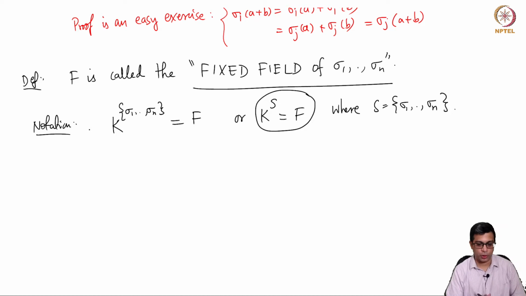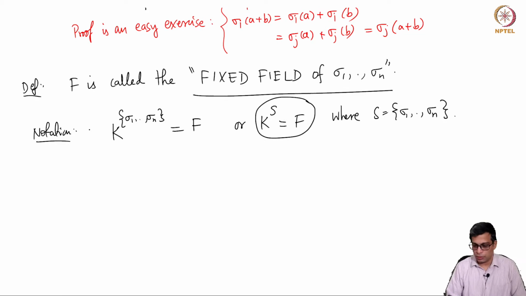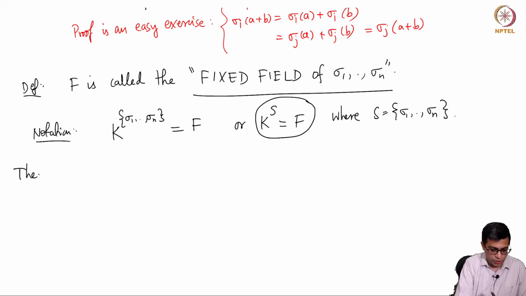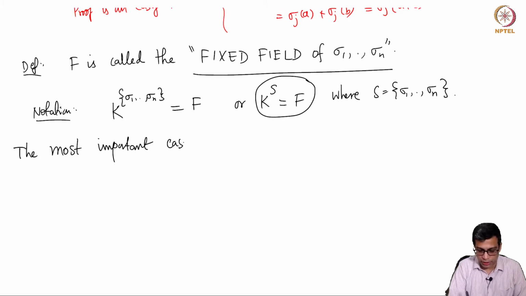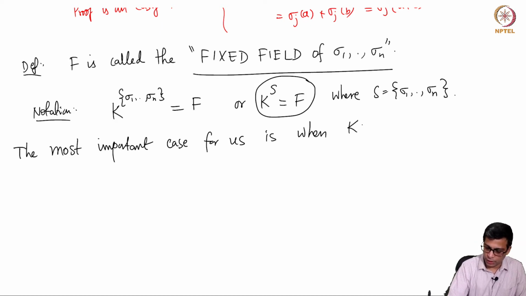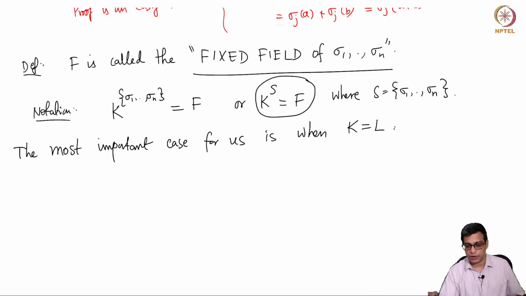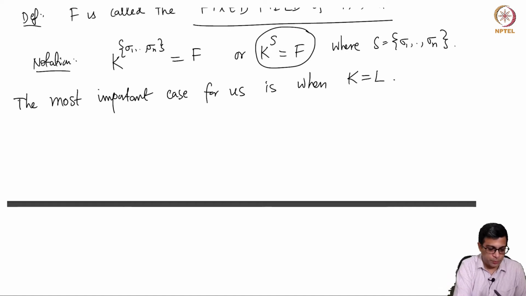I'm going to do a few examples now, and before that let me just say that the most important case in which we will study this is when K equal to L. I'll do one example where it's not in this case, but after that everything we do will be in this case. Most important case for us is when K equal to L. In other words, we are looking at homomorphisms from K to K.